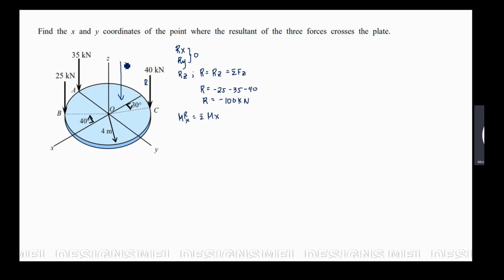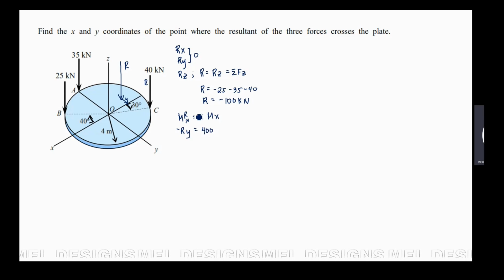Ayan. So, kung ito yung assume natin, this is our y. Okay, yan yung y distance na hinahanap natin. So, we have here negative R. Okay, negative R. Tapos, y. It is equal to summation of moment, tapos, sa x direction.